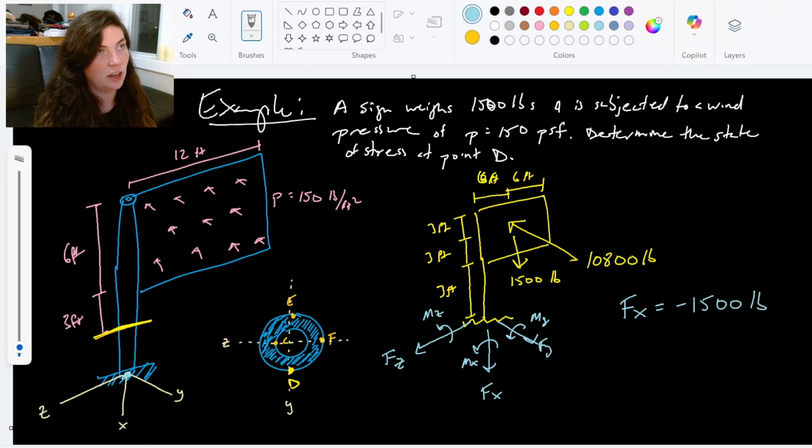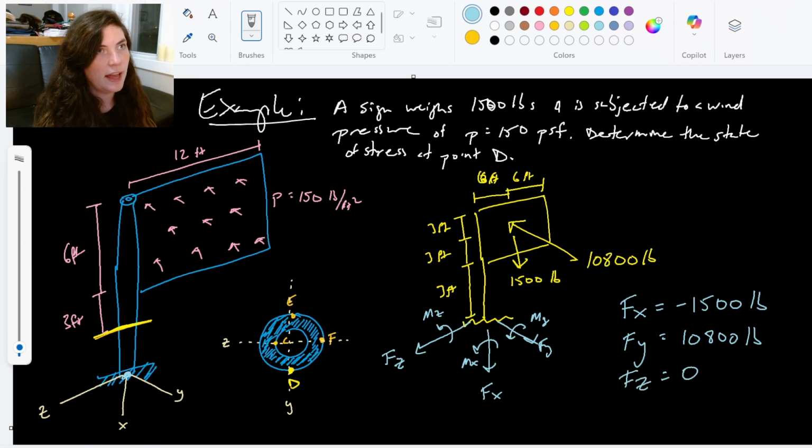Negative 1,500 pounds, right? Because we've got our 1,500 pounds pointing down. Fx should be pointing up to account for that, for our equilibrium setup. For Fy, we have that 10,800 pounds going in the negative y direction. So that means our Fy must be 10,800 pounds, right? Balances it out.